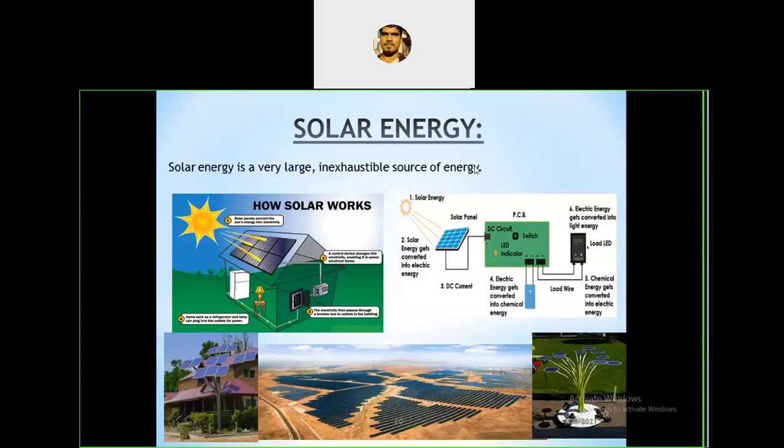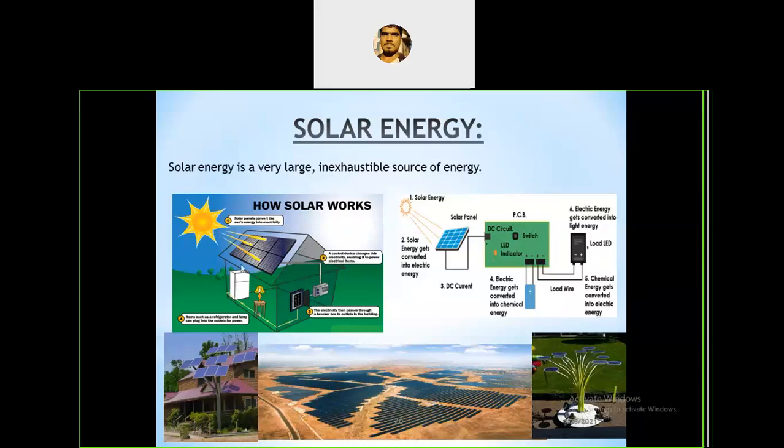Okay, in the first picture you can see the sun, and from the sun it emits rays in all directions, and only the earth surface receives some amount of rays. That is called solar radiation or solar rays. These rays have a large amount of heat energy, and these solar rays fall on the earth surface or on some devices. That device is called solar panels.